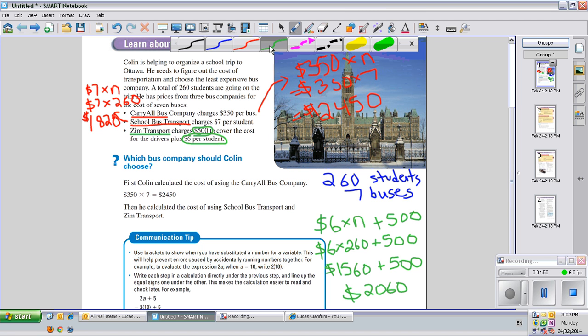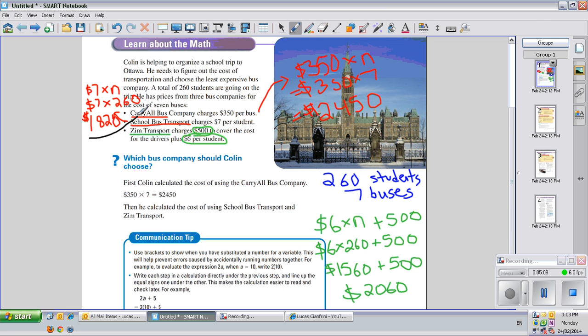So now to answer our big question, they ask us, which bus company should Colin choose? Colin should choose the School Bus Transport Company at $7 per student because it only costs $1,820.